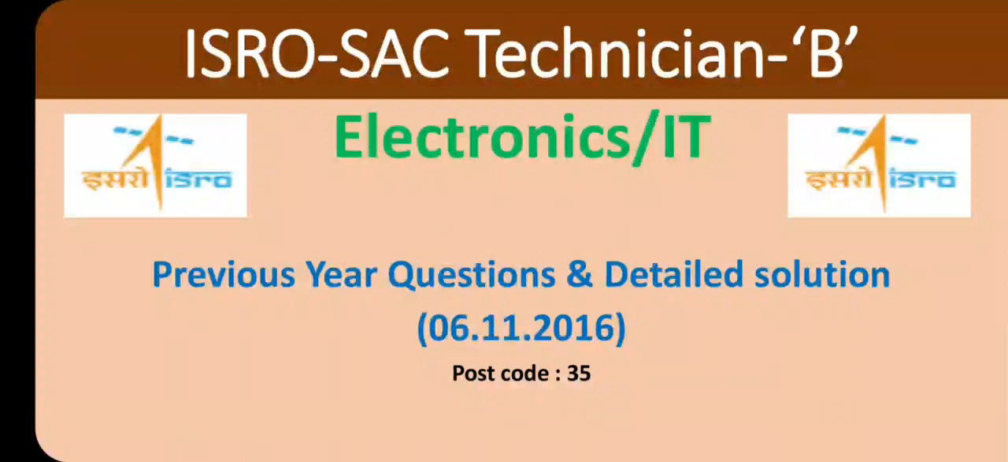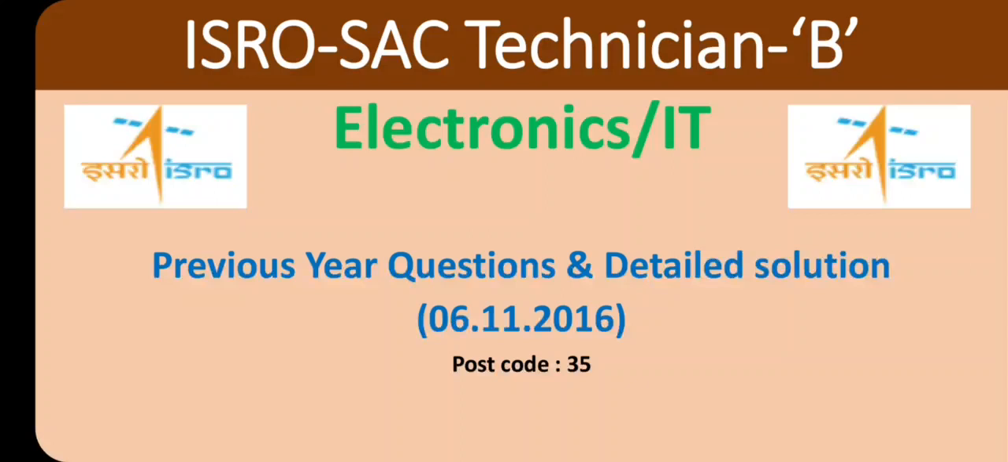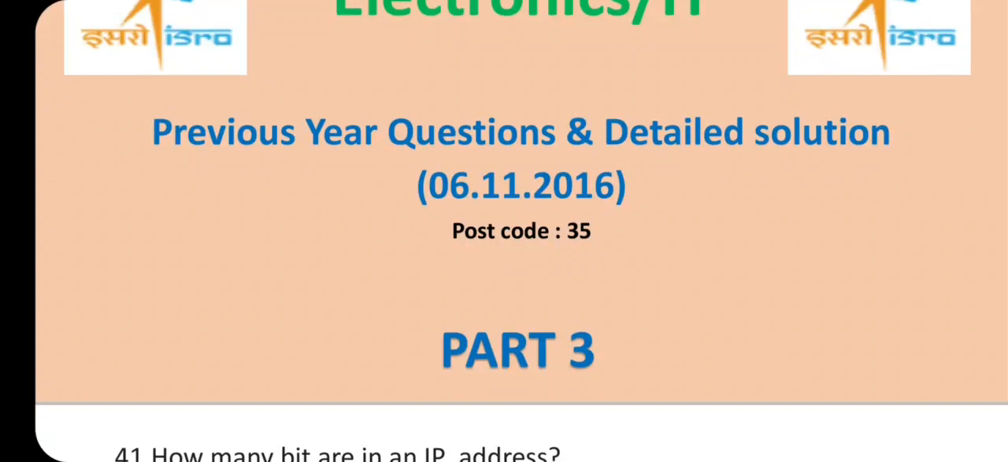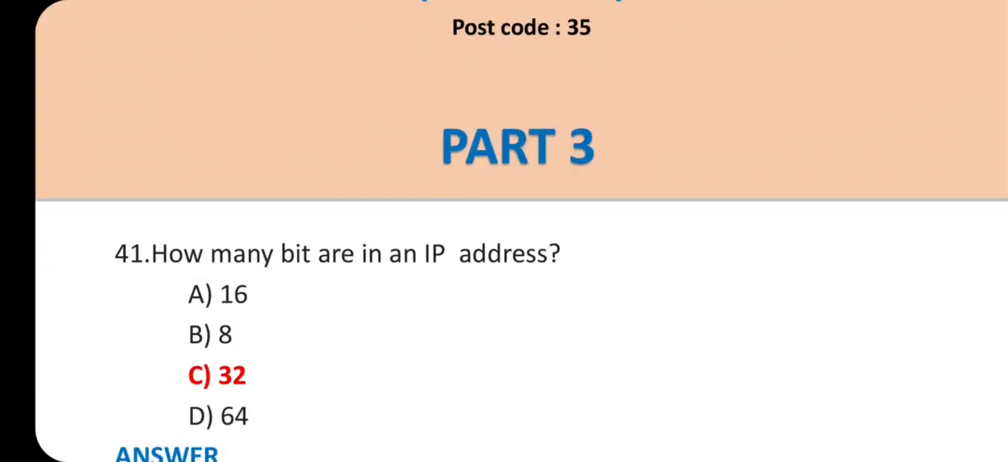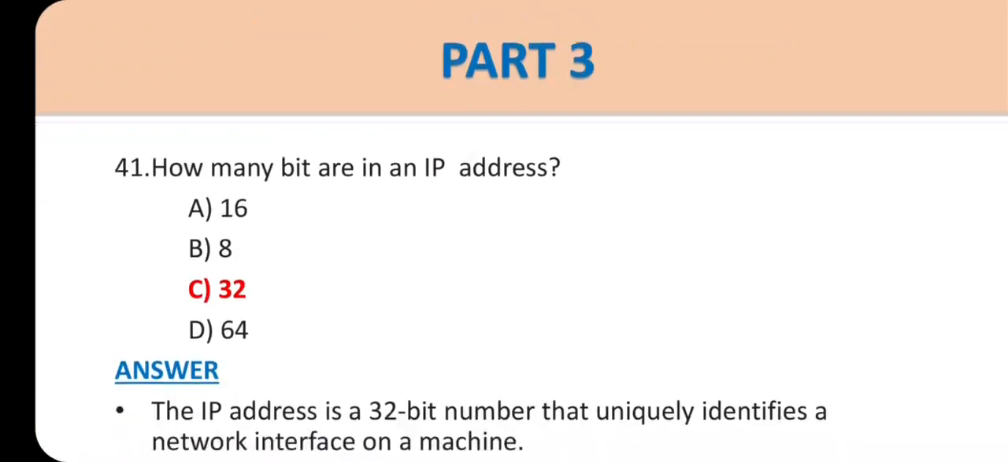This is the third part of previous year questions and a detailed solution of ISRO Space Application Center Technician B Electronics Bar IT. The exam was conducted on 6/11/2016 and the post code is 35. Up to question 40 we discussed in the last two videos.